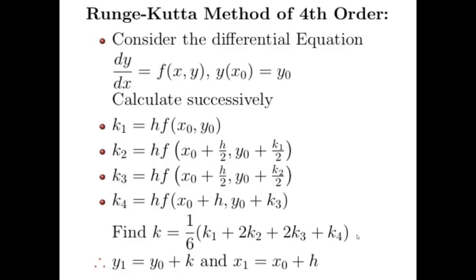For calculating k1 we have to use h into f of x naught, y naught. Here h is the step size. It is given to the programmer, so we know the value of h, or we can also calculate the step size if it is not given. We will see how to calculate it in the subsequent slides. So k1 is h into f of x naught, y naught.